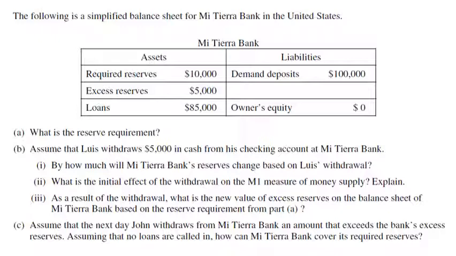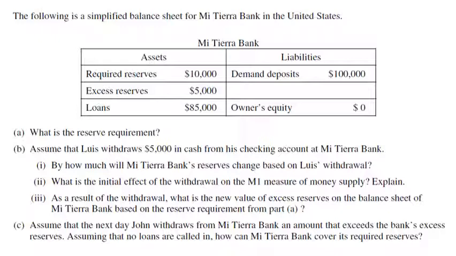So if Luis is withdrawing the $5,000, that $5,000 is going to come from our demand deposits, right? And so if Luis withdraws $5,000, for part 1, the bank's reserves will change by $5,000. Nothing tricky here, just a straightforward $5,000 being deducted, so the amount that banks are liable for has decreased by $5,000. The trickiest part of this question actually comes in part 2.